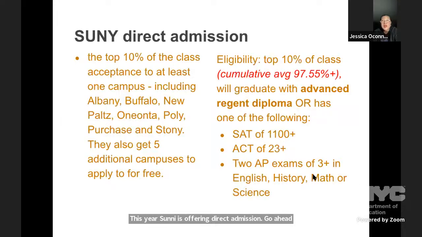So 76 members of the senior class received a letter from SUNY telling them that they're in the top 10% of their class and that they will get acceptance to at least one SUNY campus. The cutoff was 97.55 cumulative average. These were students who were all graduating with advanced Regents diplomas or had at least an 1100 SAT, a 23 ACT, or 2 AP exams of 3+. So I've already been in touch with those students. If they have any questions about it, they can reach out to me.